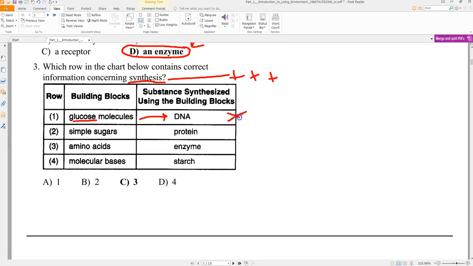Absolutely not. Actual glucose molecules? No way. This is wrong. Glucose does not make DNA. DNA is made of a phosphate, a sugar, and a nitrogenous base.